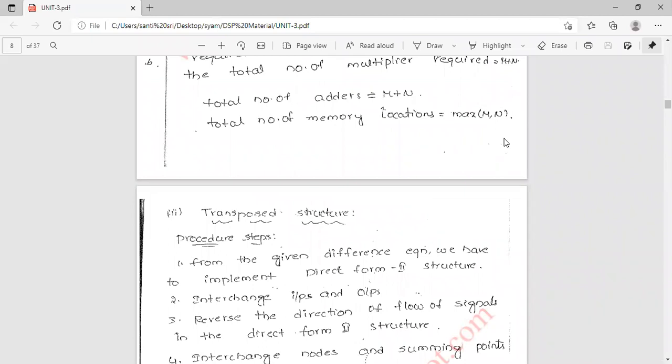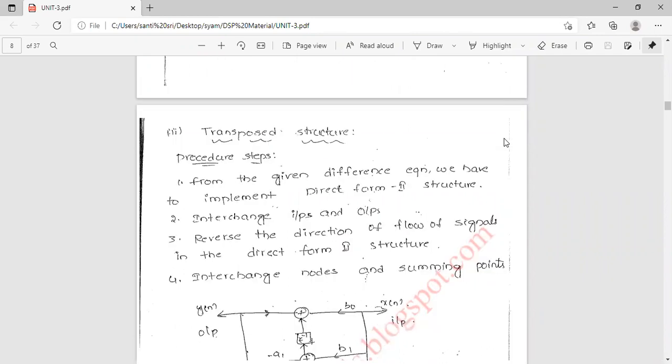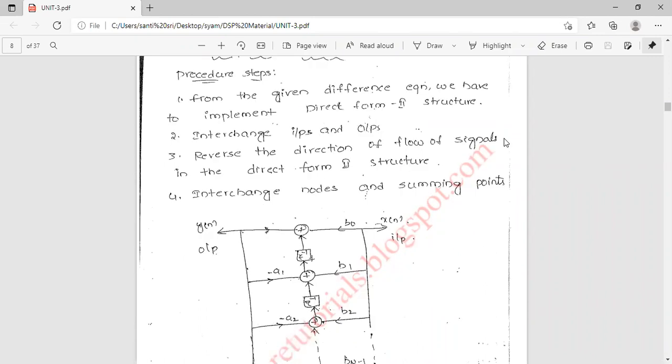Form 3 is the next technique. The third technique is the transposed structure. What is that? Here there are some steps. From the first one, from the given difference equation, we have to implement the direct form 2 structure. That is the first step.